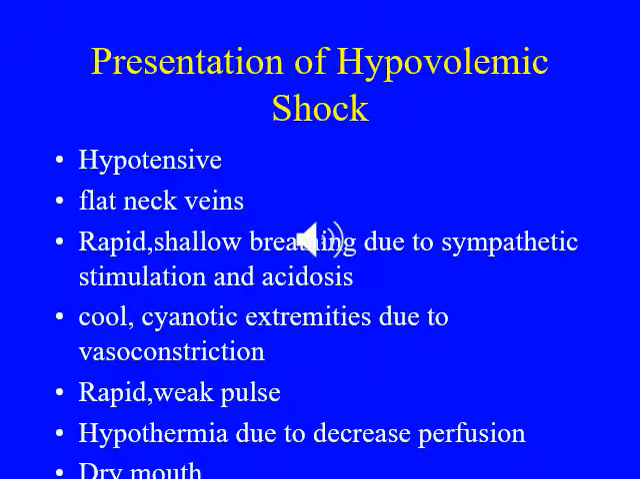The patient will be hypotensive with a rapid shallow breathing due to sympathetic stimulation and acidosis. He will have a rapid weak pulse with flat neck veins. It is not congested like in patients with a cardiogenic shock. And at the same time, there are cool cyanotic extremities due to severe vasoconstriction and hypothermia due to decreased perfusion, with dry mucous membranes like in the mouth, with severe reduction in the urinary volume.